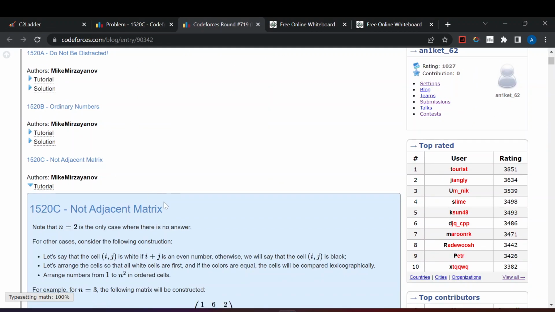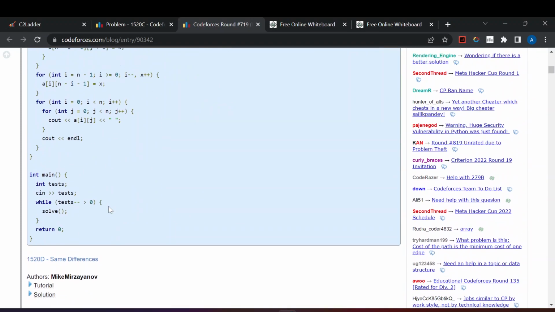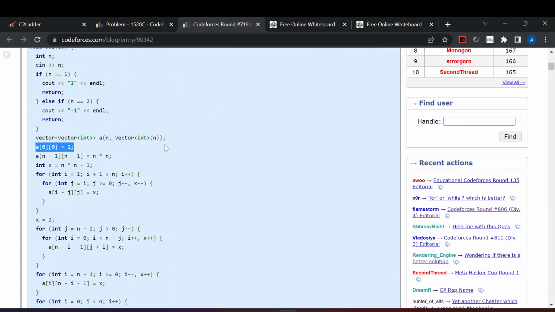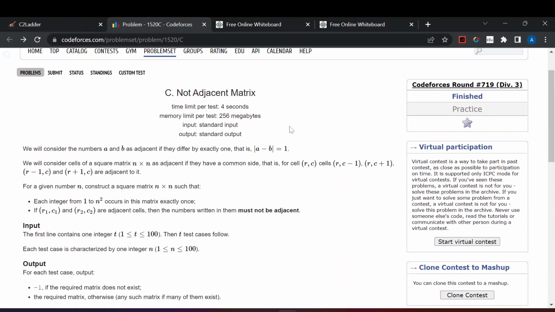And also the approach is pretty simple, and we don't use any kind of vector or matrix to save values. We are just printing the matrix. So that's it from my side.